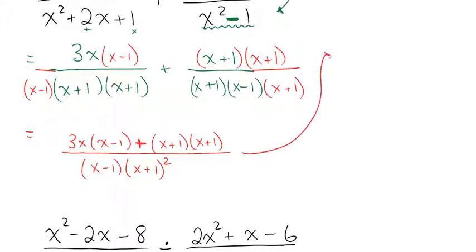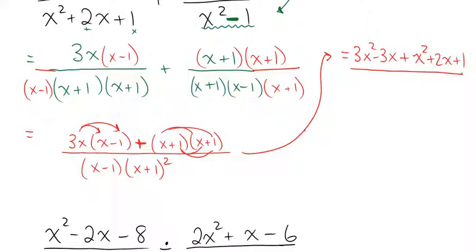So I'm just going to continue my work over here. If I had to expand my numerator like that, I would get 3x squared minus 3x plus, if I expanded this binomial, x times x, x times 1, 1 times x, 1 times 1. Okay, sorry about that. It would expand to x squared plus 2x plus 1 over that giant denominator.